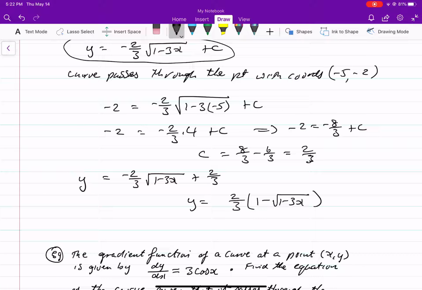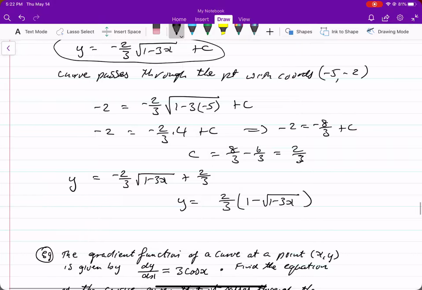So that's the equation of the curve we end up with in that case. Let's try the next one.